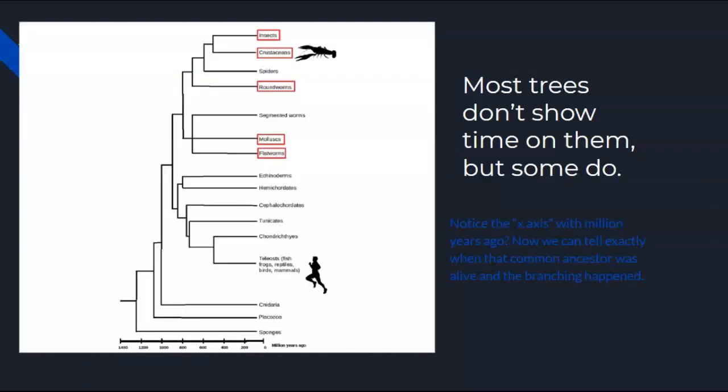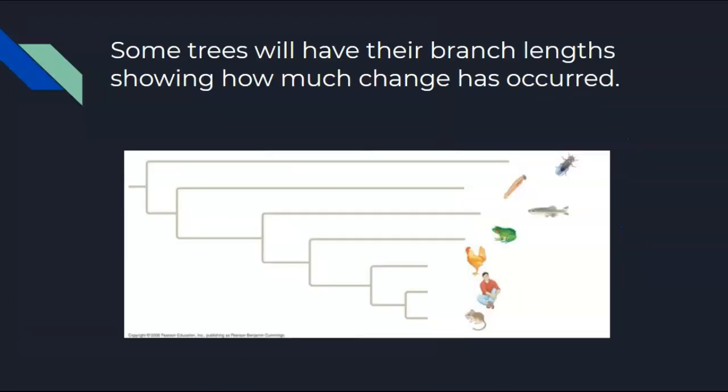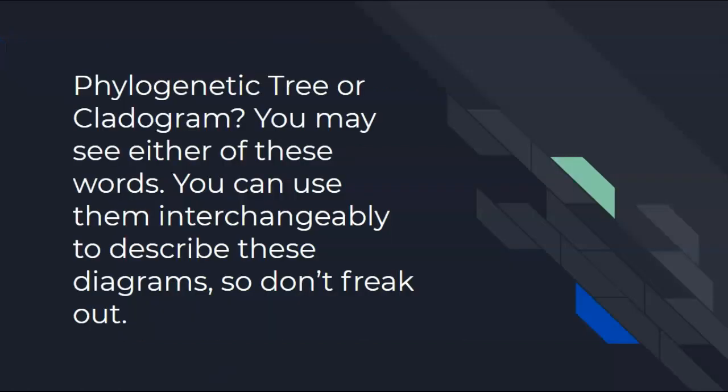Most trees don't show time on them, but some do, right? This one has millions of years ago. So we could look and go back and see, oh, okay, this must have happened 500 million years ago type of thing. But a lot of them don't have that, but they can be labeled. Usually we can just tell by relative length of branches that this is the most recent common ancestor, this is further back in time, this is further back in time, and so on, and this is the farthest back in time. So we can use it to show relative lengths.